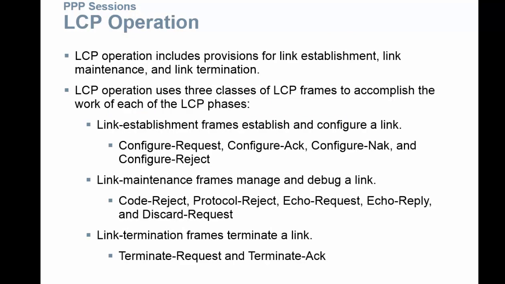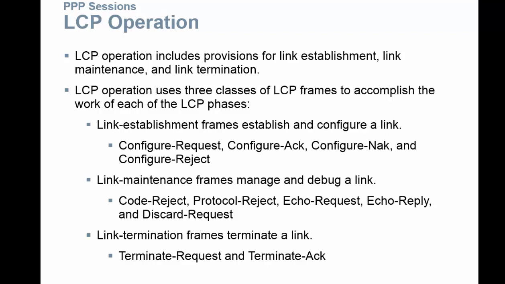LCP operations include provisions for link establishment, link maintenance, and link termination. Because once it's established, you need to maintain it, and then you need to be able to terminate it when it's needed. The LCP operation uses the three classes of LCP frames to accomplish the work of each of the three LCP phases. You have link establishment frames, to establish and configure a link. You have configure request, configure acknowledgement, configure NAK, and then you have configure reject.